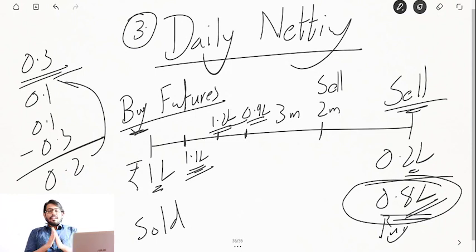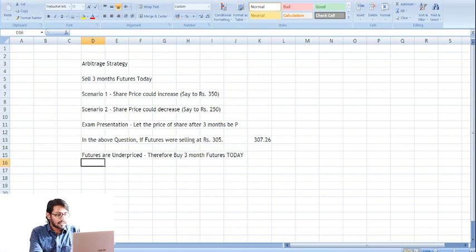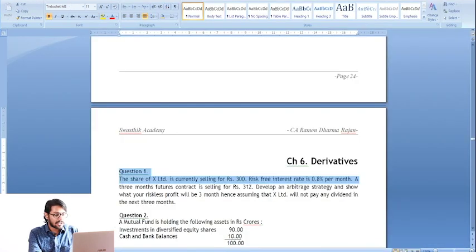Quickly, let's review what we have done so far. What is futures? Futures is an asset that you can buy and sell. What is the nature of the asset? It's a contract. What kind of contract? It's a non-deliverable exchange traded contract upon an underlying asset. What is the fair future price? S into (1 plus R) raised to N. You found out the fair future price. When the market price is not equal to the fair future price, you will have arbitrage.